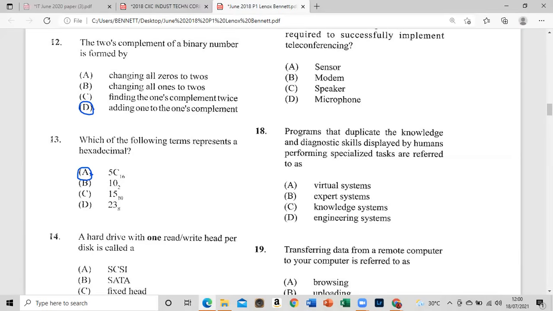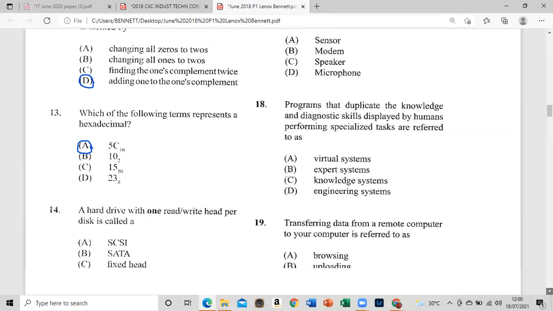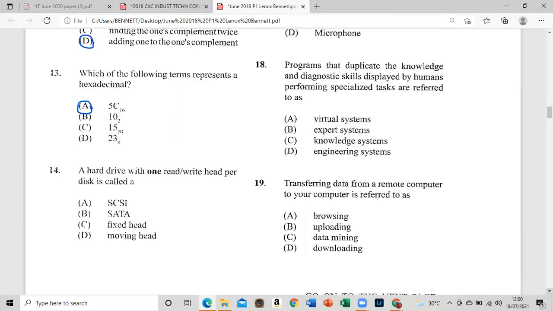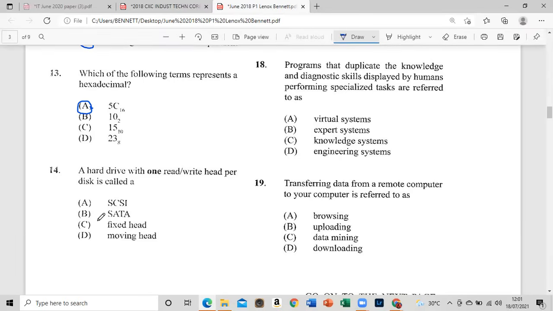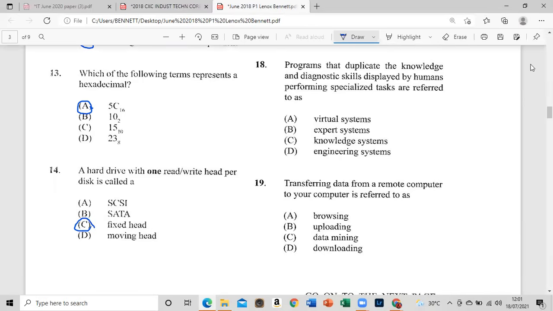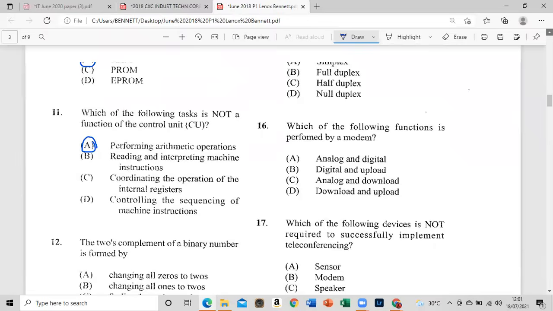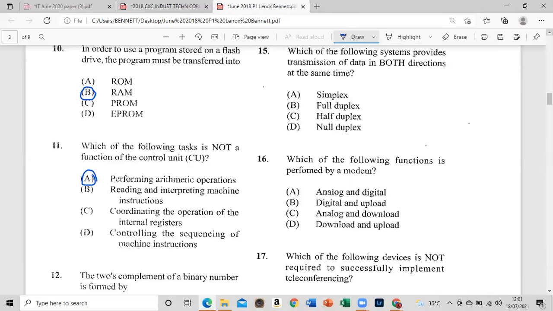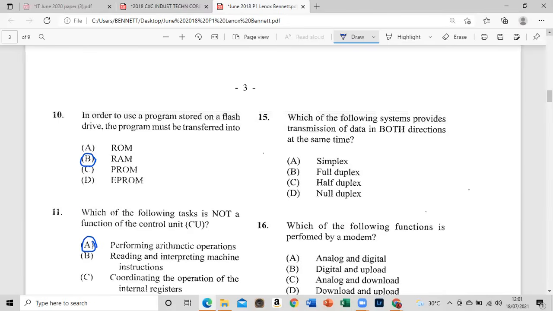All right, 14. I want your opinion on 14. I did a little research, but I'm still not convinced. A hard drive with one read/write head per disk is called a fixed head. So that would be C. But guys, just let me know your opinion on this. Share to the teacher and let them tell me what's up with that one. But based on info I got off the net, that would be the ideal answer.